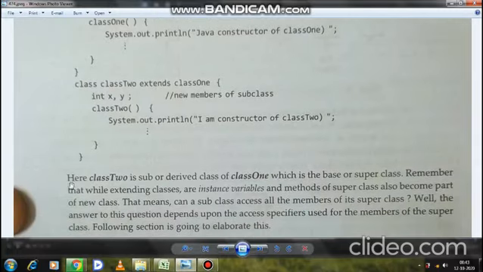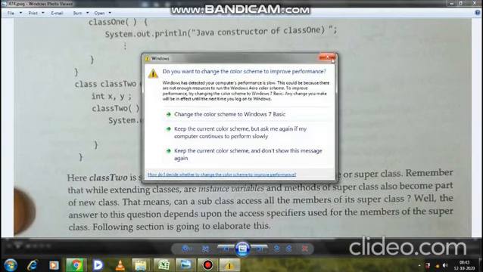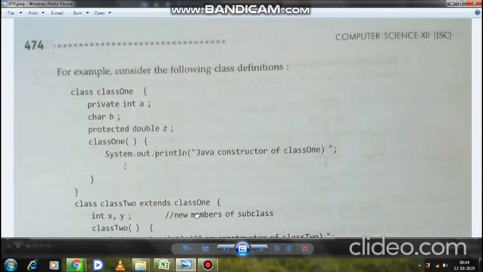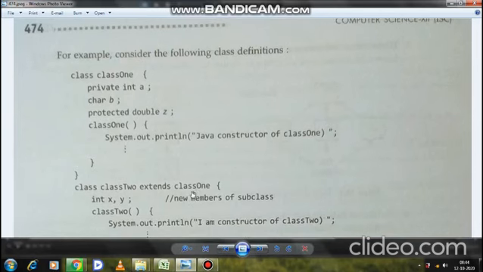You can read this description: there are two classes, a subclass or derived class of class 1, which is the base class or superclass. Now you should remember this thing: whenever we are extending classes, the instance variables and methods of the superclass become part of the new class. So the instance variables and the methods of class 1 are part of class 2. See here, int xy, new members of the subclass.